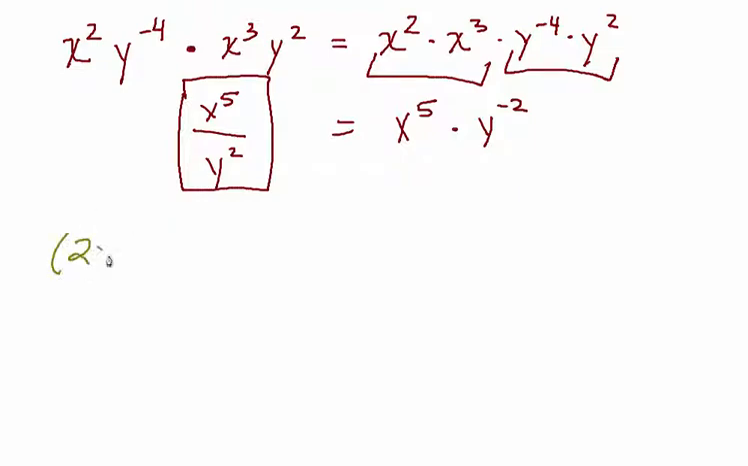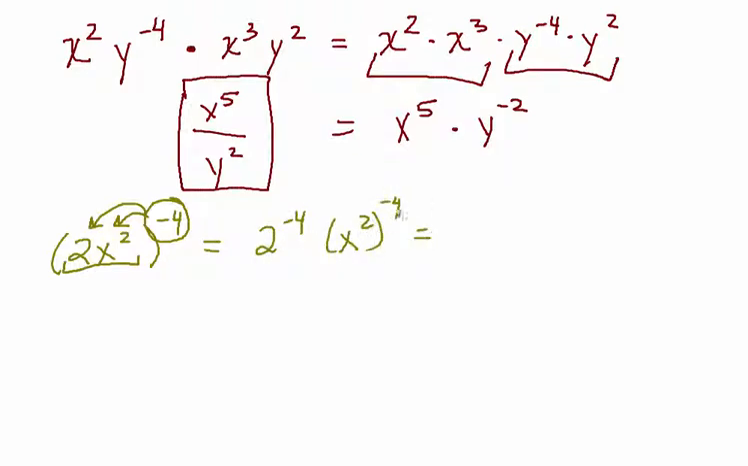Our next example is 2x squared to the negative 4. Anytime we have an exponent outside parentheses where the stuff inside the parentheses is either multiplied or divided, we can distribute that exponent to every factor inside the parentheses. So we have 2 to the negative 4th and then x squared raised to the negative 4th power. 2 to the negative 4th we're going to write as 1 over 2 to the 4th.